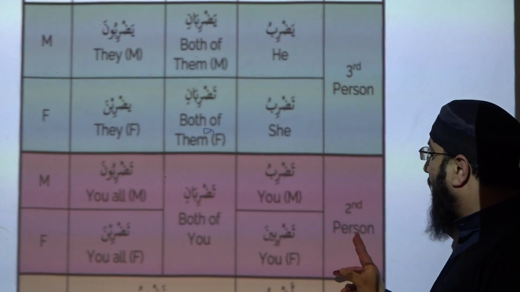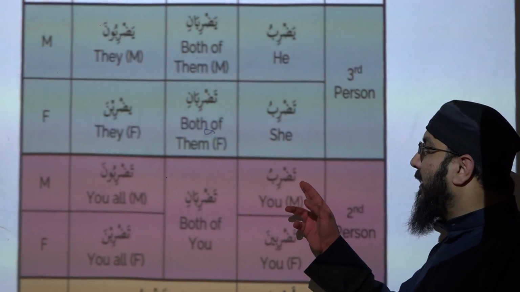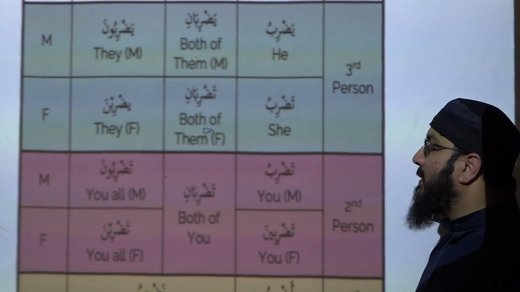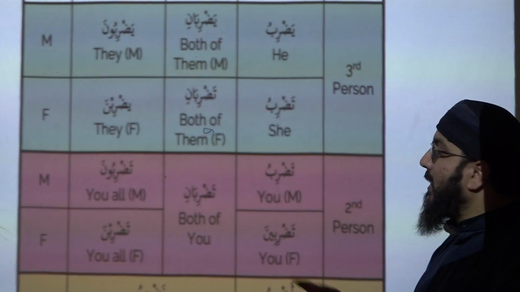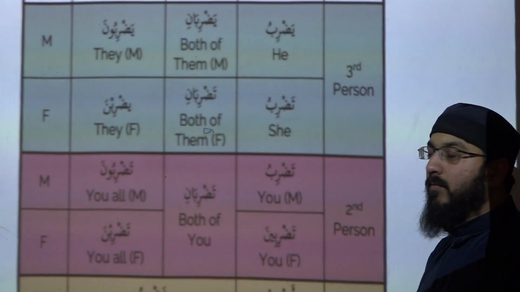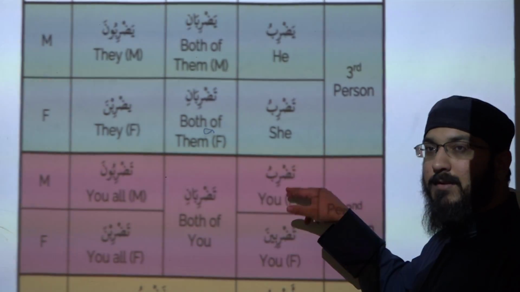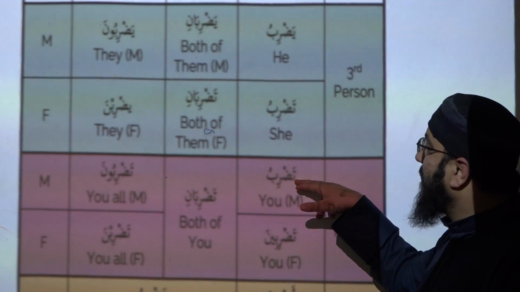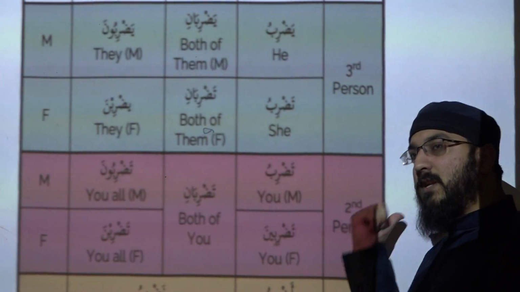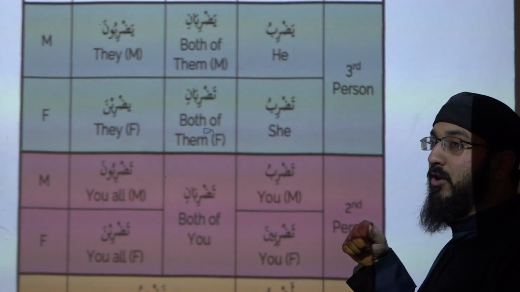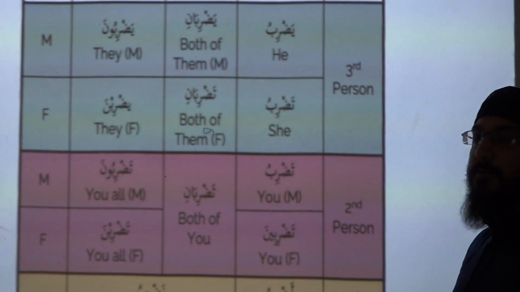When you get to the second person, ta also indicates mukhatab, which means you are talking in the second person. When you're talking to someone, there's usually a ta there. So that's why you see tadribu here. These two are the same. So when you say tadribu, it could mean you or it could mean she. You have to look at the context to figure it out.